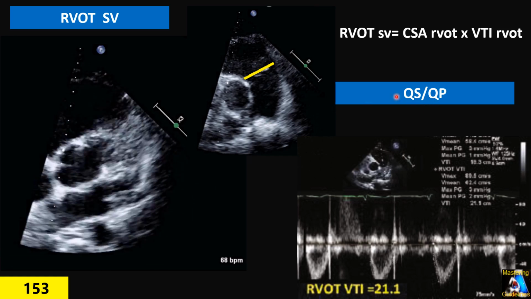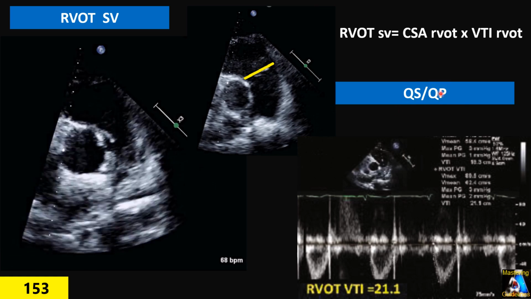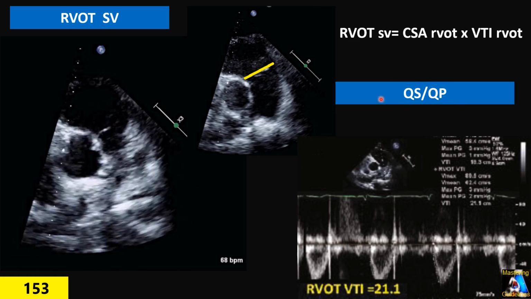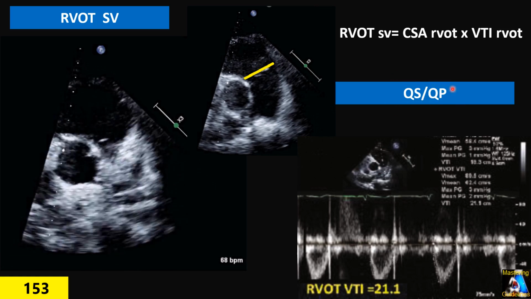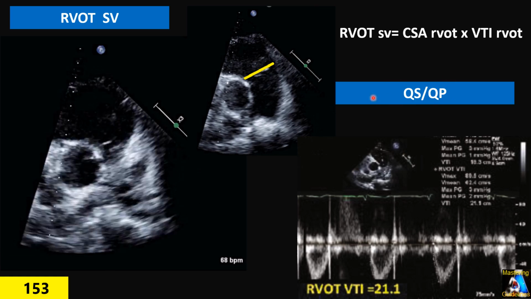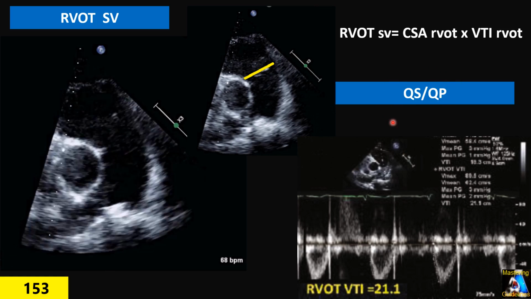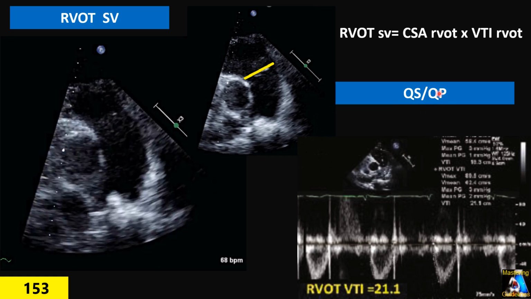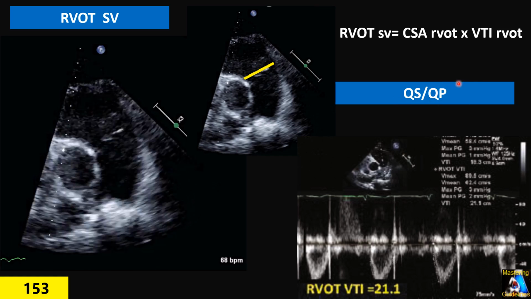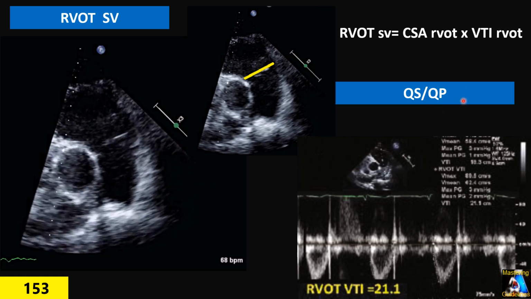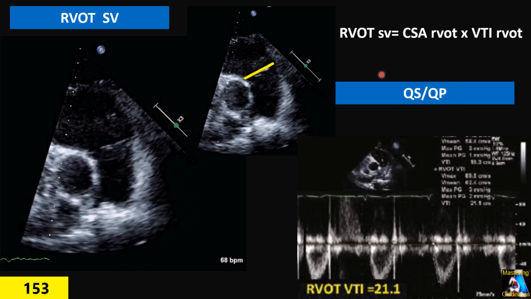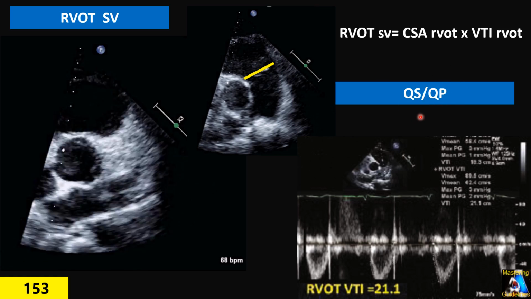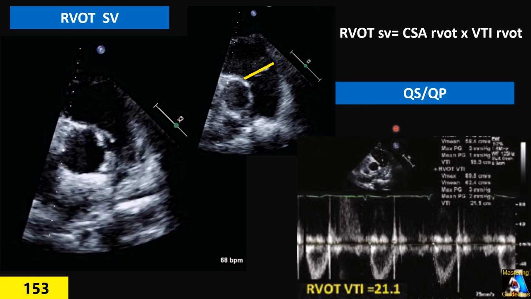In the normal situation, this ratio should be 1. If we have a right to left shunt, as you can see here, this ratio increases to more than 1. If we have a left to right shunt, you can expect flow in the pulmonary system to increase, and this ratio becomes less than 1. It's very simple as this.